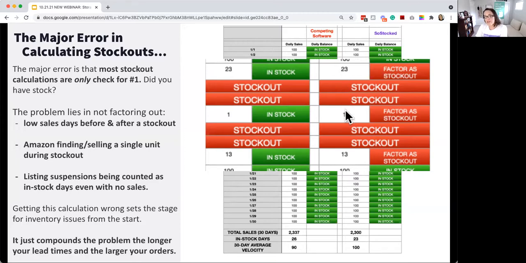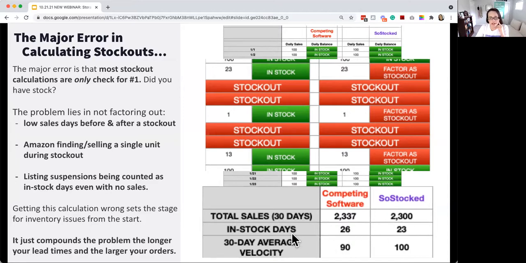Versus us treating everything like a stock out day, right? If you take 1 unit and you say this is a full day's worth of sales when it should be 100, that's going to throw your averages off considerably. So you look here and we see the numbers are very different. We count 23 in-stock days versus 26 in-stock days. And the difference is that this competing software would have you order 90 units per day versus 100 units. That's 10 units that you're short in your order, compounding over however long your order is being placed for, 90 days perhaps. So that's where it becomes really apparent why these things are extremely important.